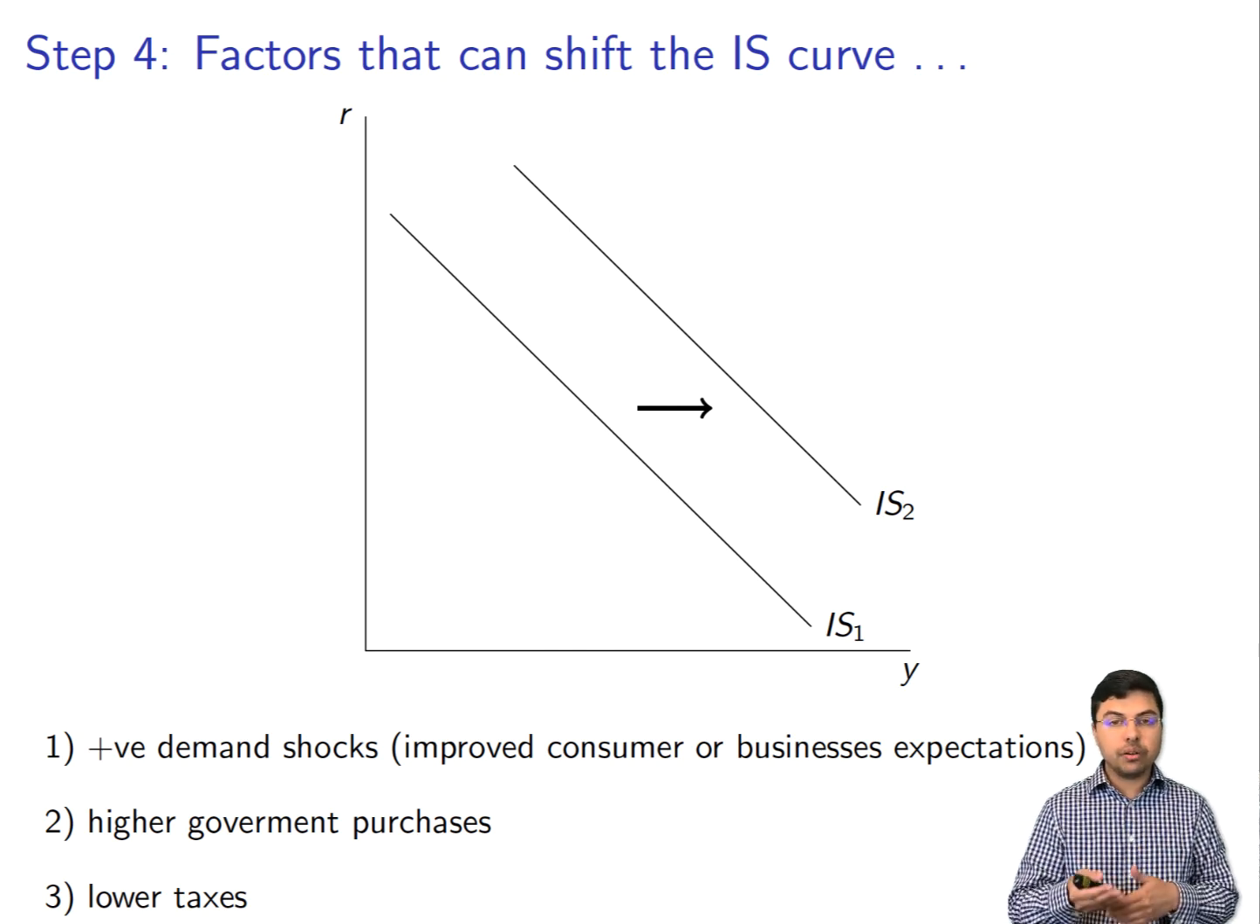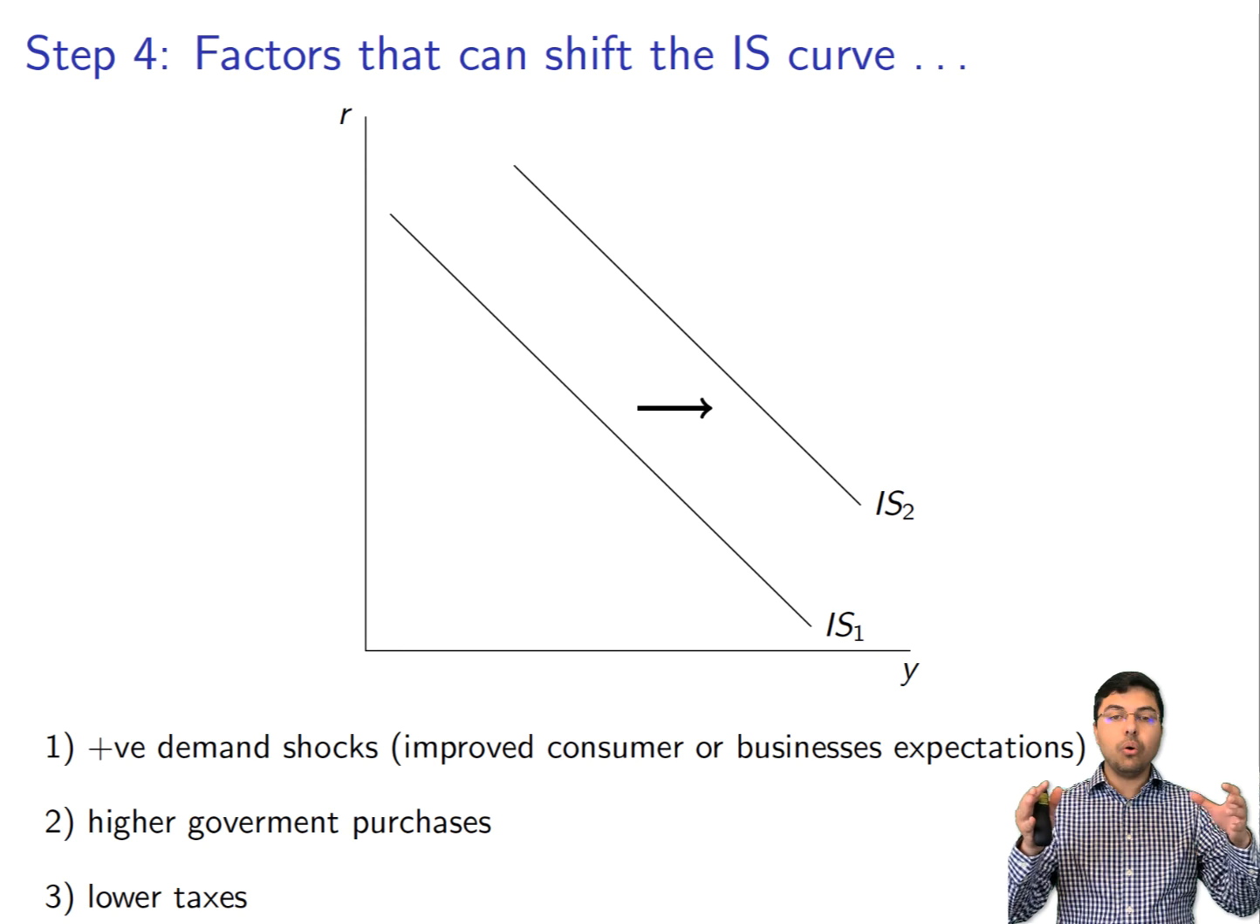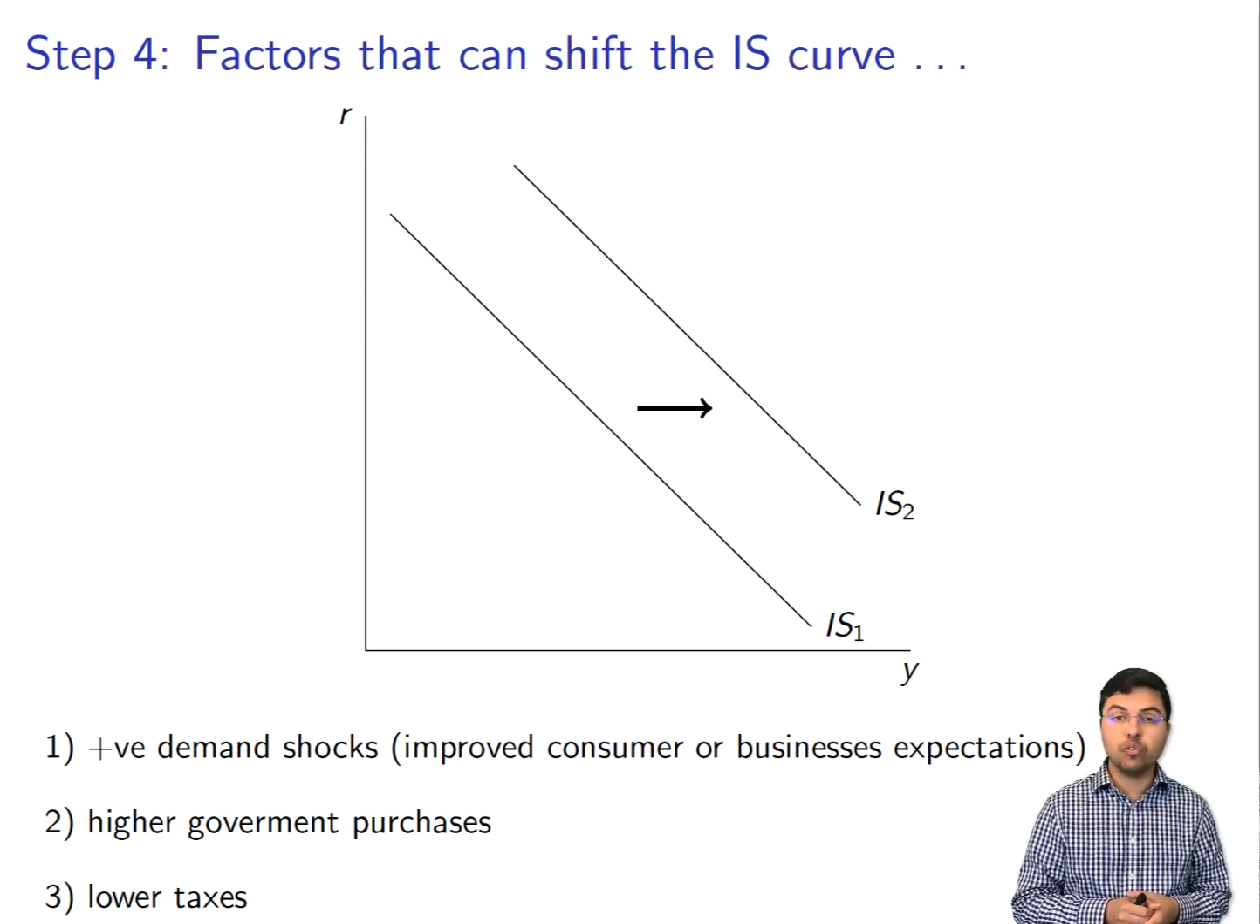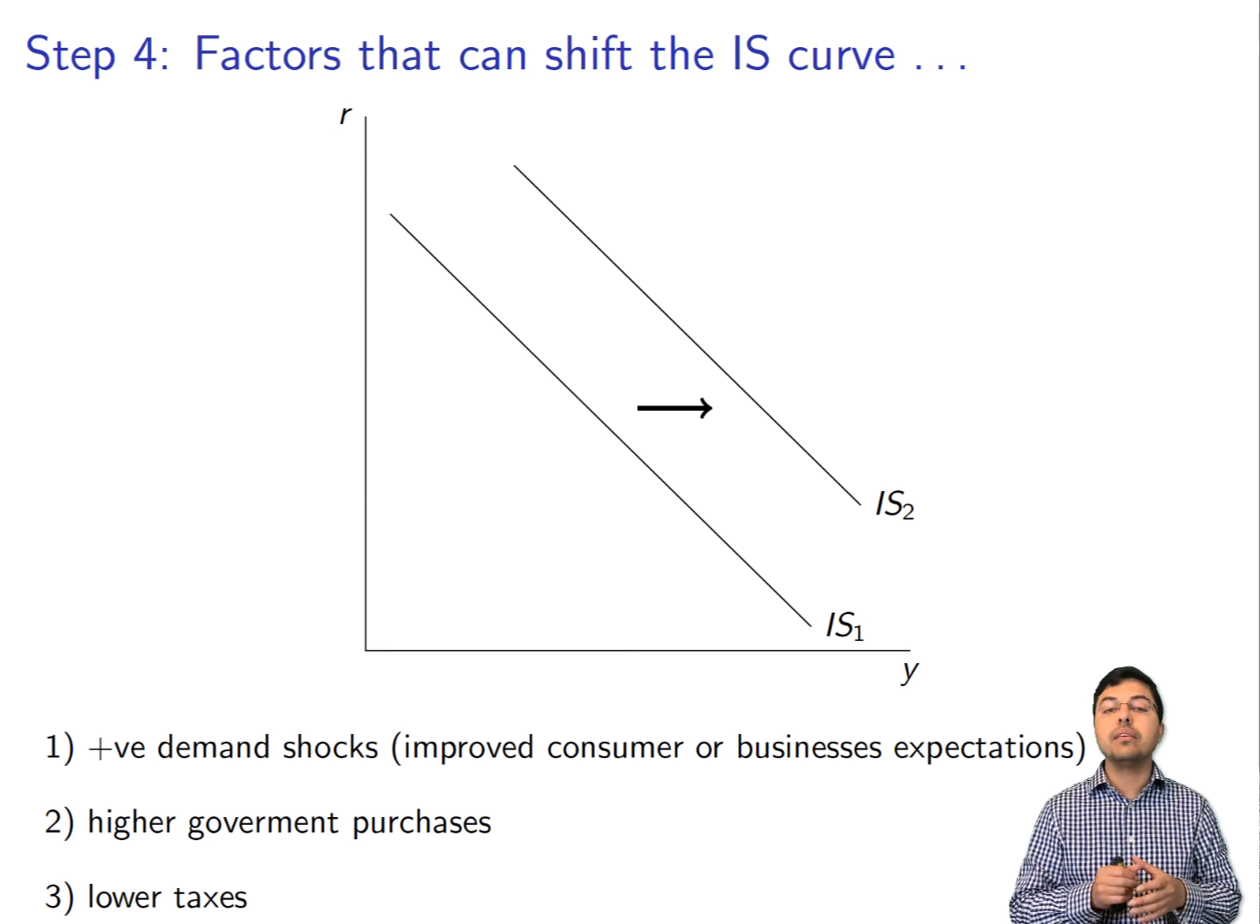With the same logic in reverse, a negative demand shock or lower government purchases or higher government taxes imply that the IS curve shifts to the left. So that ends the discussion on optimal monetary policy today. In the in-class lecture, we will put together all the steps that we have learned so far to understand how the central bank changes the real interest rate in order to achieve the output and inflation targets.